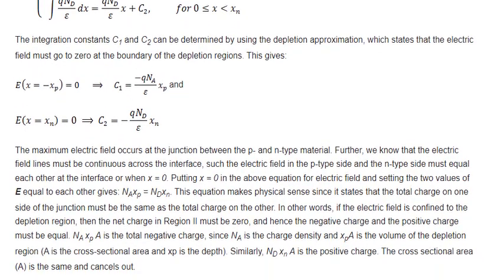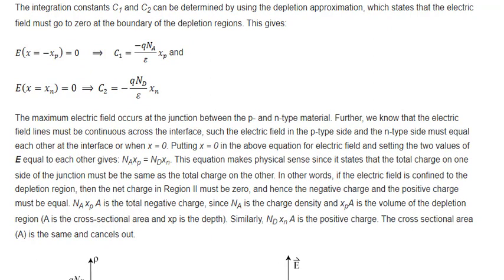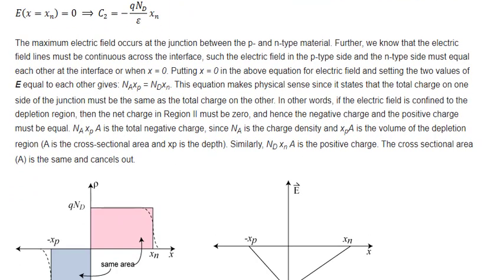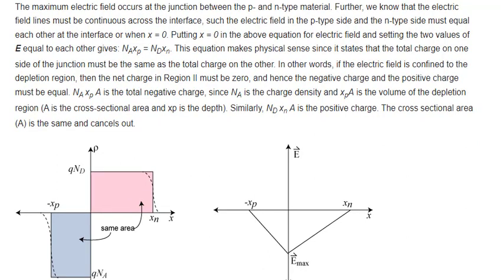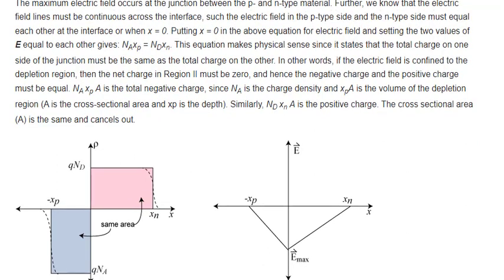The maximum electric field occurs at the junction between the P and N-type material. Further, we know that the electric field lines must be continuous across the interface, such that the electric field in the P-type side and the N-type side must equal each other at the interface, or when x equals 0. Putting x equals 0 in the above equation for electric field and setting the two values of E equal to each other gives NA Xp equals ND Xn.